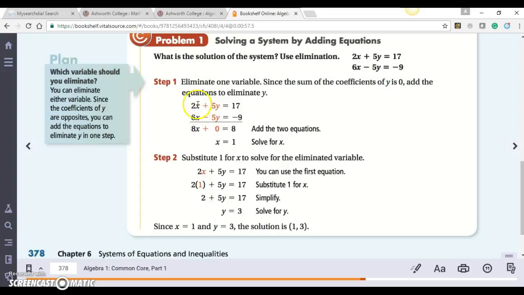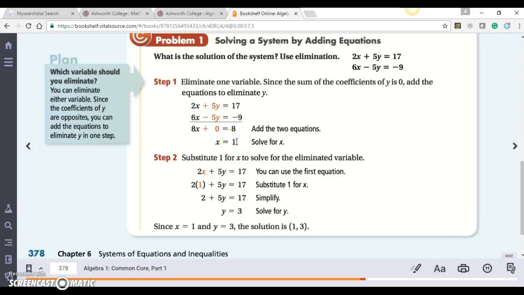So that's what they did here. They added my 2 equations. My y's cancel out because I have a positive 5y and a minus 5y. They're the same coefficient, different signs. And I add here 2x plus 6x equals 8x. 17 minus 9 equals 8. And I get 8x equals 8. Divide both sides by 8 and I get x equals 1.